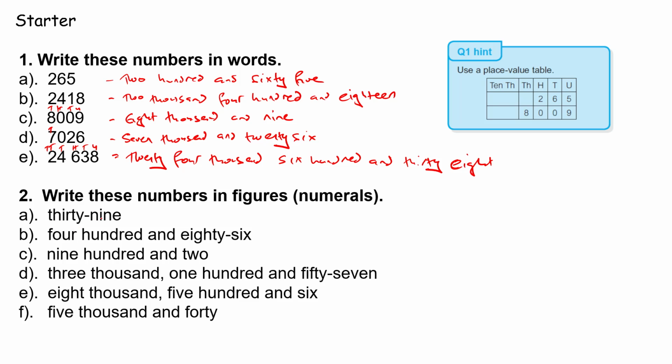Okay, question 2. Be a lot quicker writing them out. We can just read what we see. 39,486,902. Okay, so then there's nothing in the tens column, so 902. But we've got to make sure we put our 0 there. 3,157. And we just write what we see. 3,157.